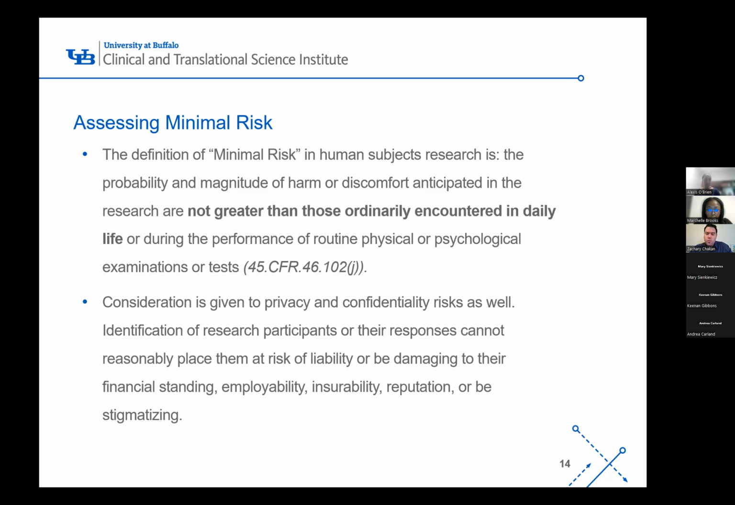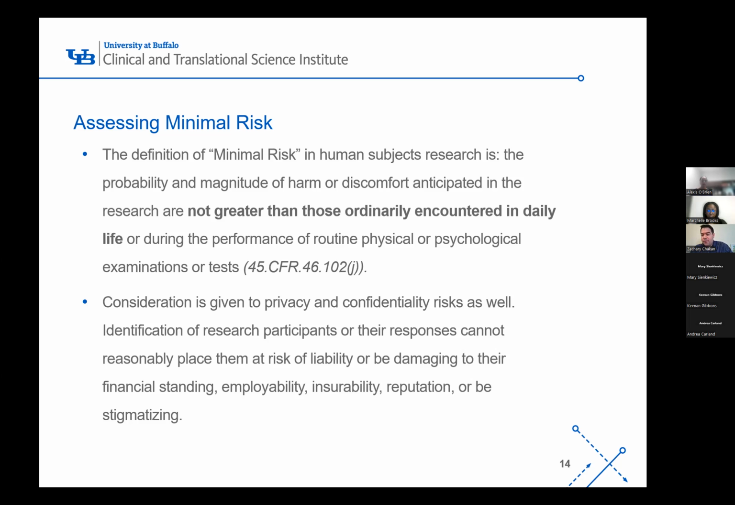And where this really gets interesting, or can end up causing a lot of gray areas, is privacy and confidentiality risks. Because in a lot of no greater than minimal risk research, that's where your primary risks are going to be for the most part. Because identification of research participants or their responses cannot reasonably place them at risk of liability or be damaging to their financial standing, employability, insurability, reputation, or be stigmatizing.